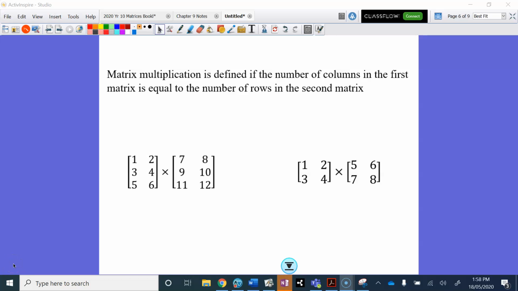Matrix multiplication is one of the very few skills that you'll need to be able to do by hand in this topic. And what we need to know first, before we even start to do a calculation, is whether or not the multiplication is actually defined. If the multiplication is not defined, then there's really no need to waste time trying to calculate something that doesn't exist. So if you can do a quick check first, you can save yourself some time and effort.